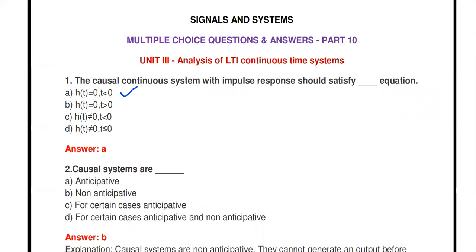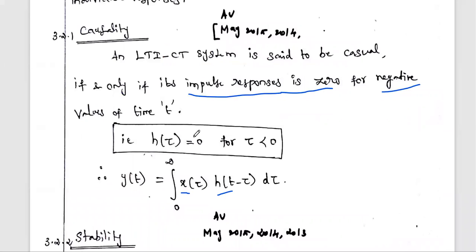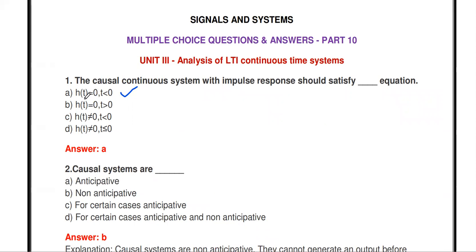So already we defined that the system is said to be causal if h of t equal to 0 for t less than 0, or h of tau. Instead of the variable t, we may use the dummy variable tau also. This is the condition. So the first answer is: h of t equal to 0 for t less than 0. This is the condition for a causal system in terms of impulse response.